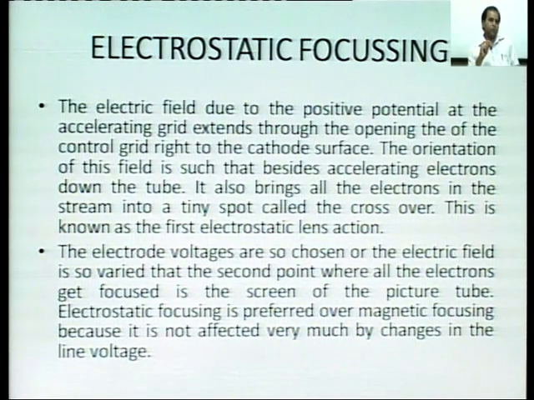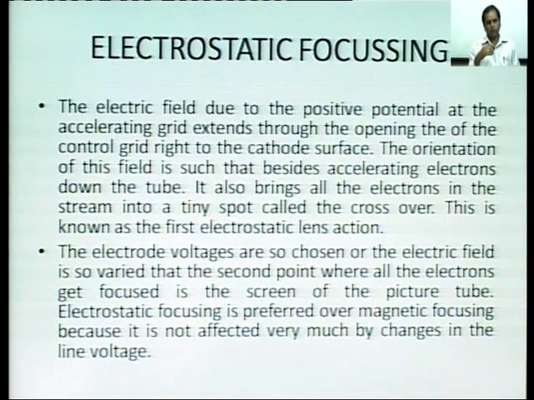We will now discuss electrostatic focusing, as I have explained what focusing means. Electrostatic focusing: the electric field due to positive potential at the accelerating grid extends through the opening of the control grid right to the cathode surface. The orientation of this field is such that, besides accelerating electrons down the tube, it also brings all the electrons in the stream into a tiny spot called crossover. This is known as the first electrostatic lens action.